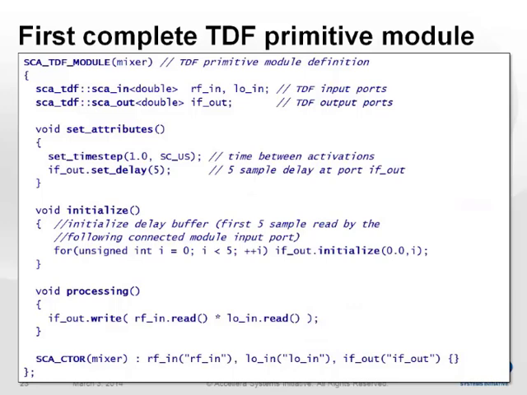Okay, here's a very simple example, maybe from an RF system, a mixer. A mixer is a simple multiplication of two analog signals. We have an RF in and a LO in port of type double, and we have an output port. We set the time step to 1 microsecond, and we set the delay value of the output to 5 samples. In the initialization phase, we initialize these 5 samples with 0. And in the processing phase, we simply set the output to input 1 multiplied with the second input.